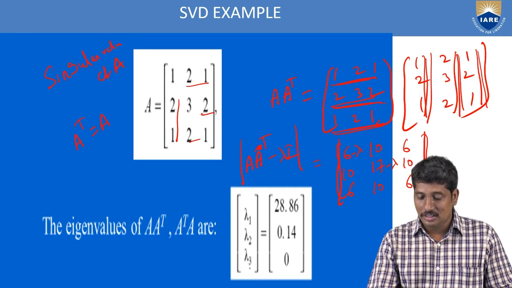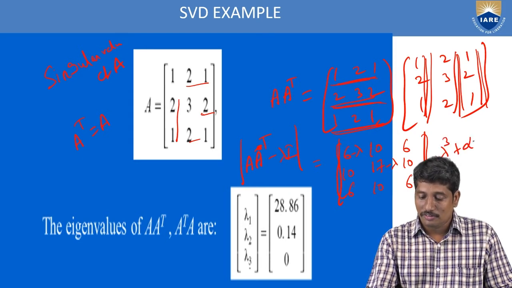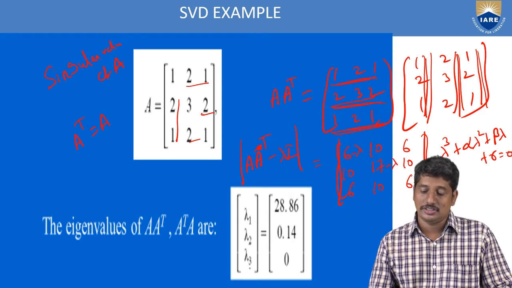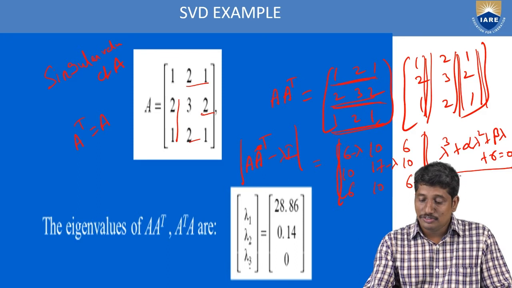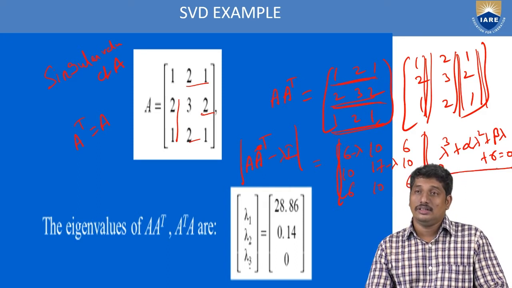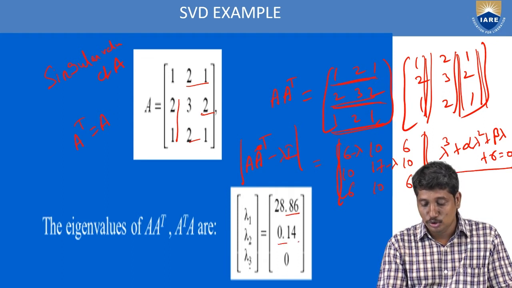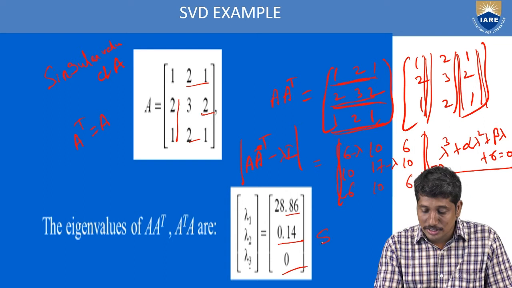Because it is a 3 by 3 matrix, we'll get a polynomial like lambda cube plus alpha lambda square plus beta lambda plus gamma. We equate it to 0 and get an equation. By expanding the determinant, we can calculate a polynomial like this. And once we calculate the roots for this equation, the roots are given by 28.86, 0.14 and 0. So these are called the singular values.